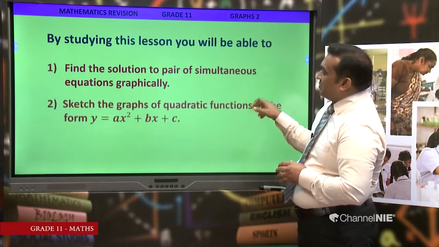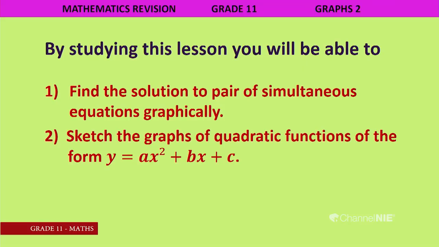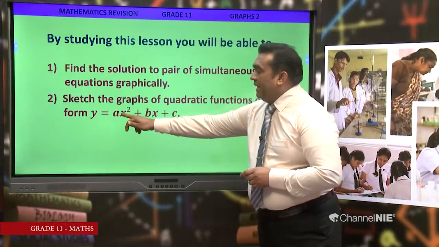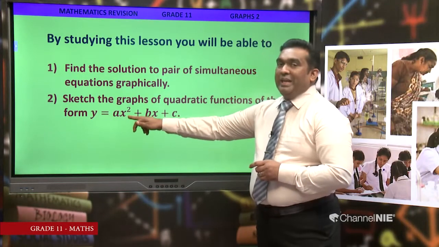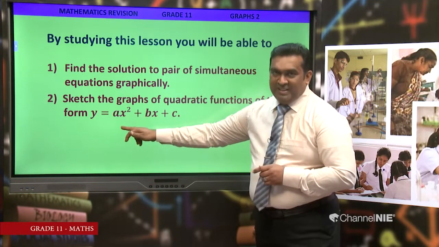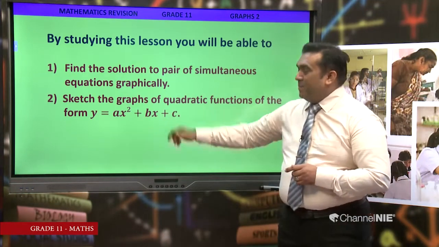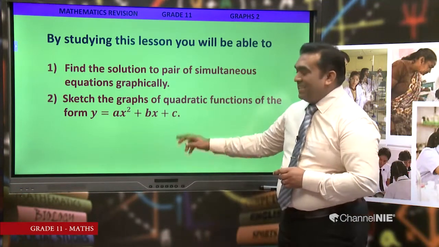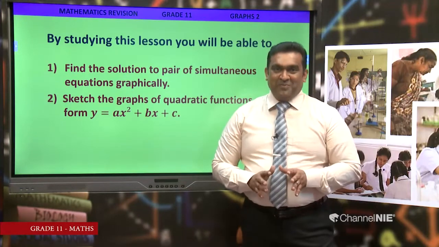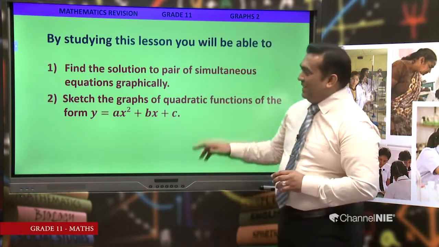Next one, sketch the graphs of quadratic functions of the form y equals ax squared plus bx plus c. This is the standard form of a curved line graph. How to define a? a is not equal to 0, a is a real number. b is a real number, c is also a real number. Right, we will see.